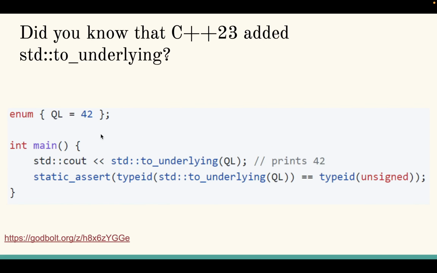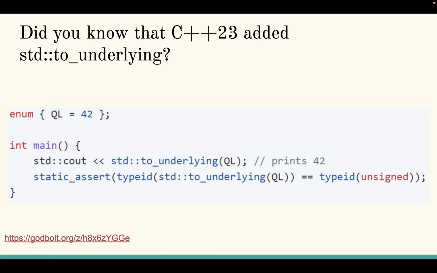Okay, did you know that C++23 added std::to_underlying? This is also an amazing feature, I would say. Here we have an enum, and the enum has just one constant. The constant name is QL, and the value is 42. You might have tested this one before. If you want to access the type ID of this constant, it's impossible. For example, if you say typeid and then pass the QL constant to typeid, it won't be compiled.